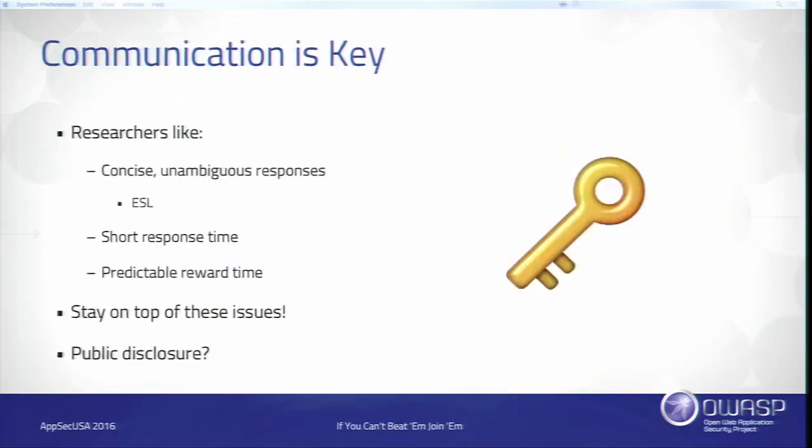So this goes into communication. Communication is one of the most important aspects of the bounty, and once you actually get submissions, you're going to have to start talking back and forth with researchers. This process might seem a little bit intuitive, but it is very, very important to be concise and unambiguous. A lot of researchers actually have English as not their first language.